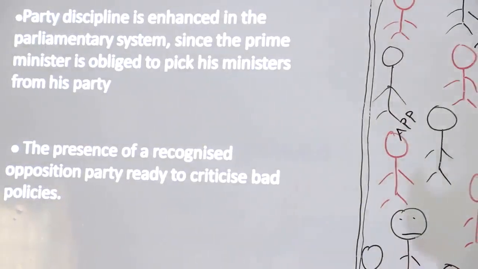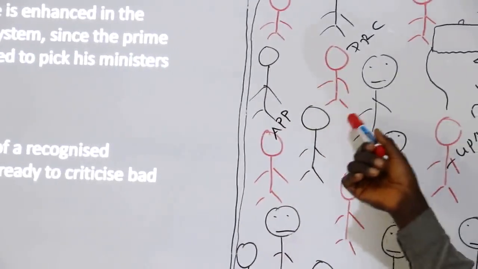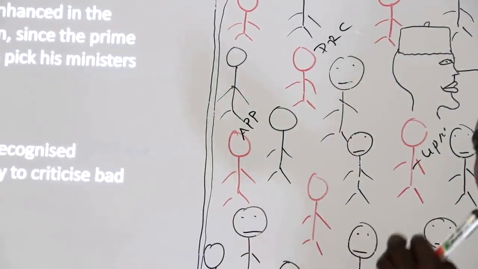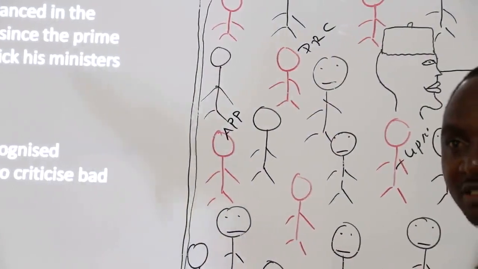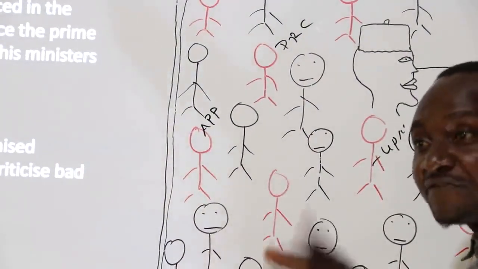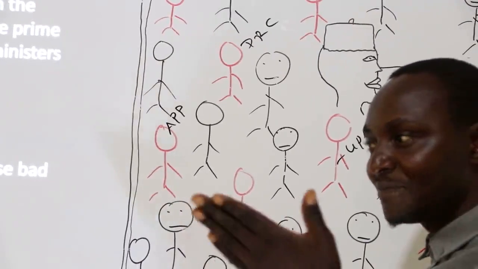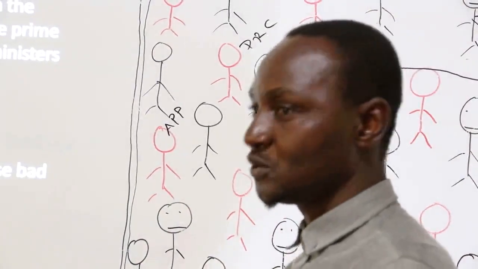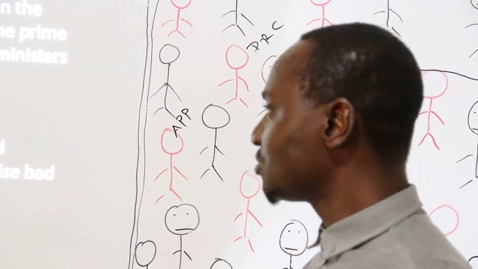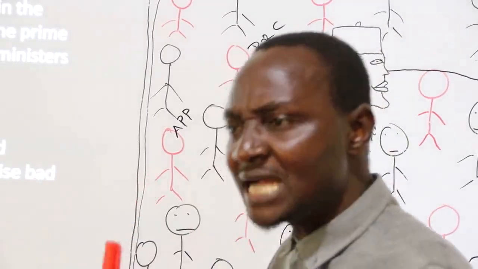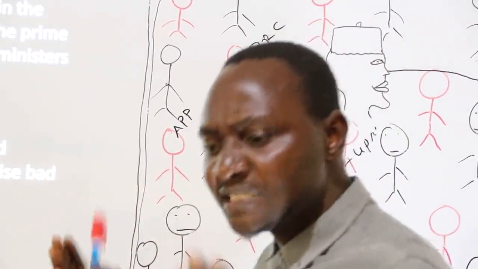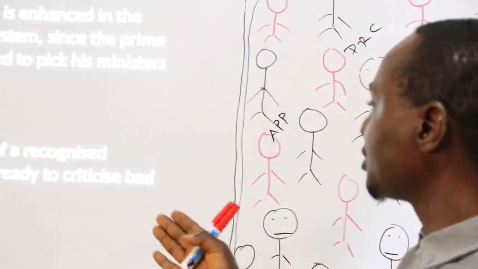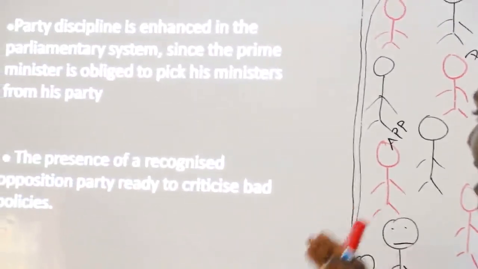Like we have here, you see some of them, even though they're part of the members of the political party with the highest number of votes, they are not picked. Now it calls for you to be very disciplined. Even in our various institutions, in our various places of work, if a worker is not disciplined, the principal officer may not give him any responsibility, or will not call him to do 1 or 2 things, will not give him any promotion. You discover that person will remain there. So because of that, you discover that everybody in the political party is very, very disciplined, and that is an advantage. The presence of a recognized opposition party ready to criticize bad policies.